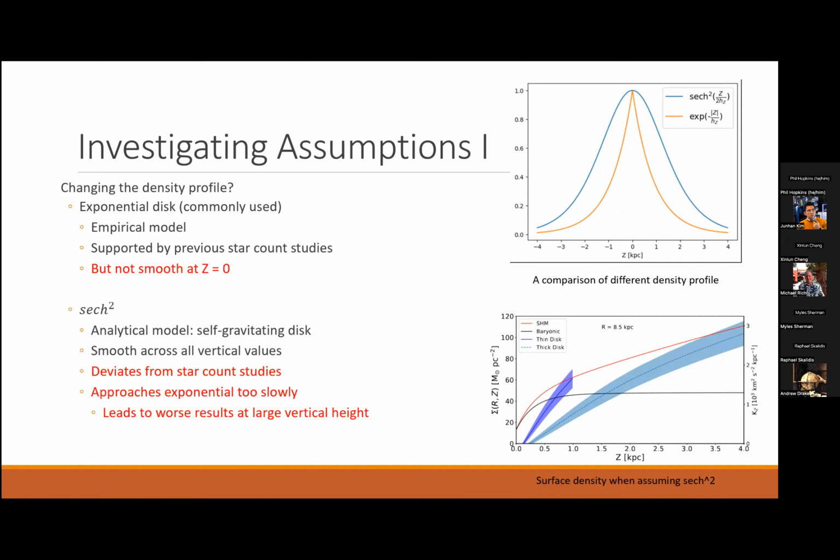It also has a problem in that it approaches exponential too slowly. So this would lead to a worse result at large vertical height. That means if you switch to a more physical model, you would actually not be able to reproduce what previous people have done before.